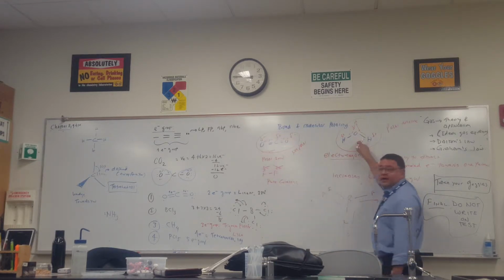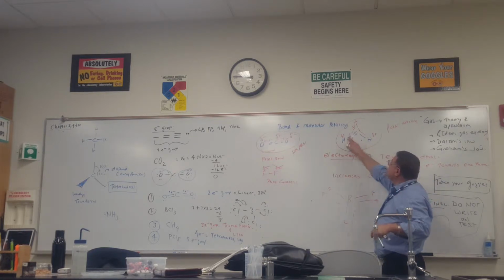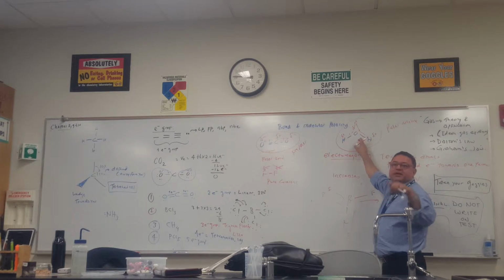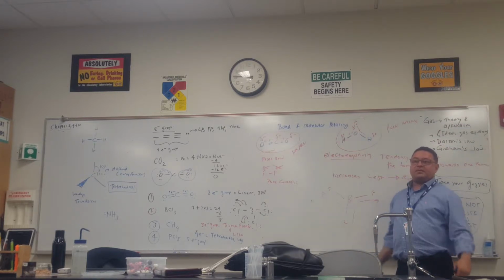Sodium chloride dissolves in water. Sodium chloride is polar, positive and negative charge. Water, slightly positive, slightly negative. So that's why they dissolve. Like dissolves like. Polar compound dissolves in polar compound.